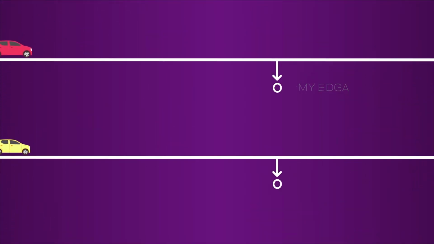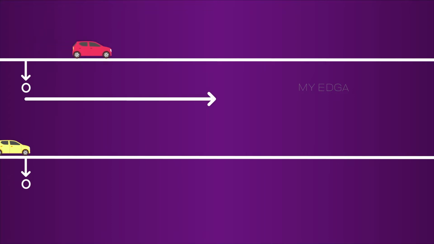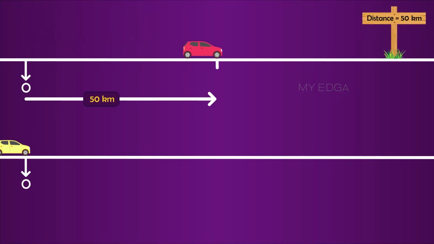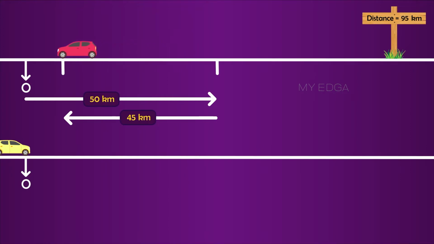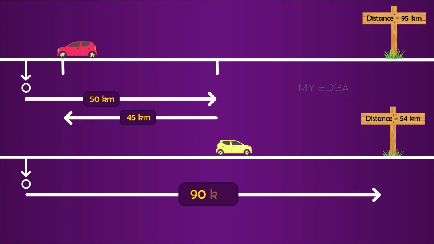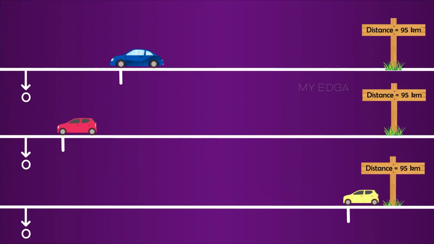Now, let us have a look at some other situations. Here we can see two more cars moving along the same path. The red car moved 50 kilometers forward and 45 kilometers backward, and the yellow car moved 90 kilometers forward and 5 kilometers backward. In all three situations, the distance covered is 95 kilometers.